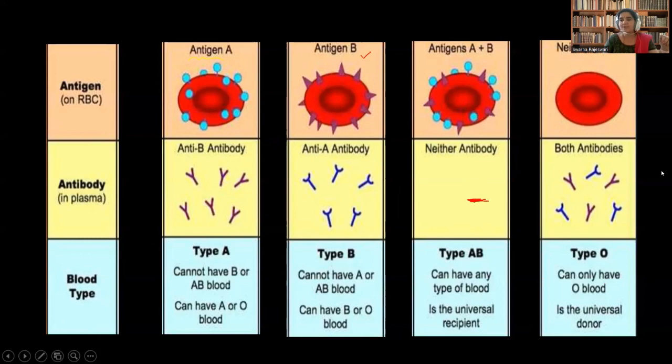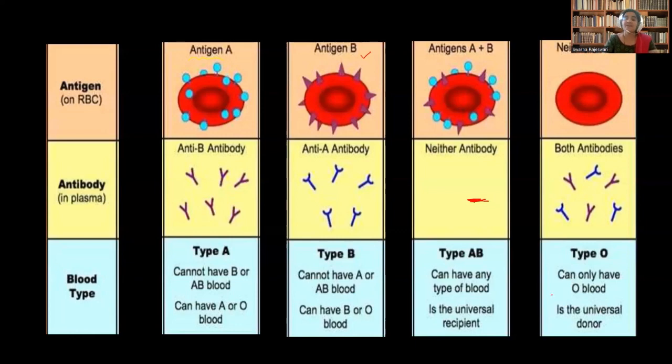Okay, so what about this O group person? This O group person surface doesn't contain any antigen. So he doesn't know what is A antigen and what is B antigen. So whenever he is exposed to another blood group, his body immediately reacts to produce both A antibodies as well as B antibodies.